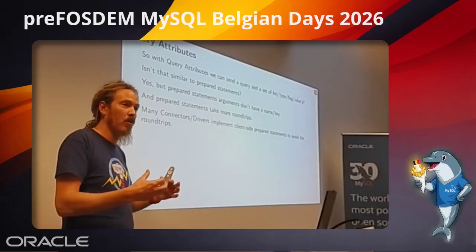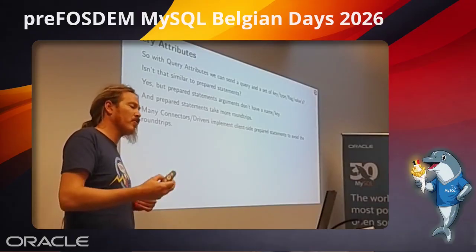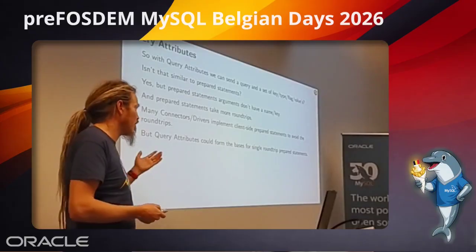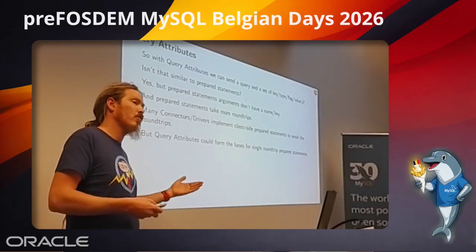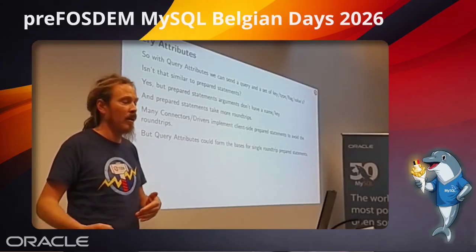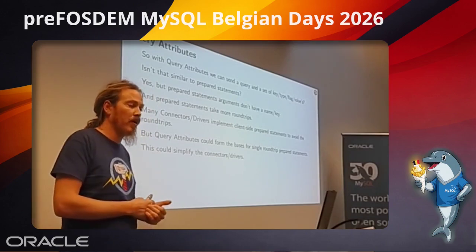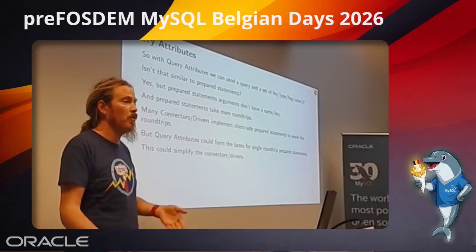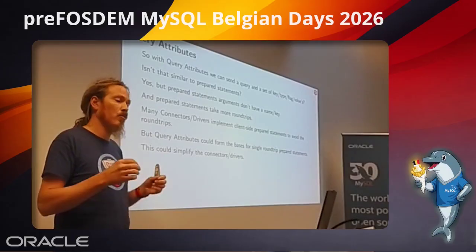So with query attributes, we can send a query and a set of key, type, flag values. It's quite similar to prepared statements, but prepared statements don't have a name or a key. And prepared statements take multiple round trips. Many connectors and drivers implement prepared statements on the client side to avoid the multiple round trips.